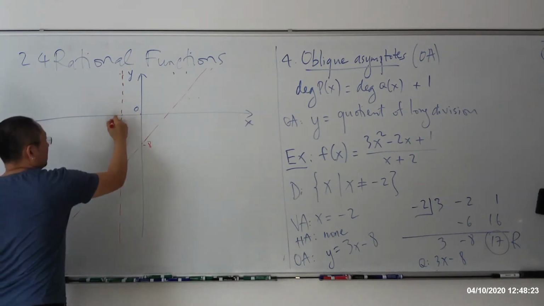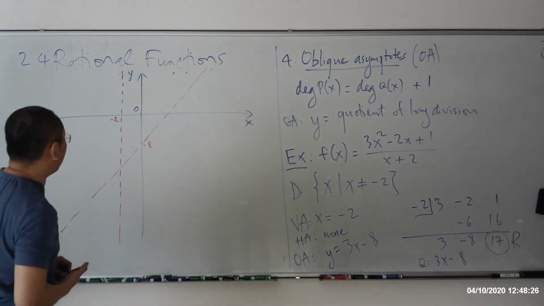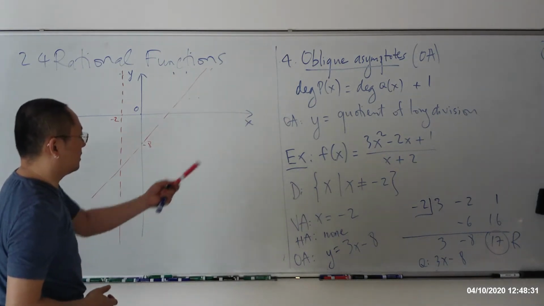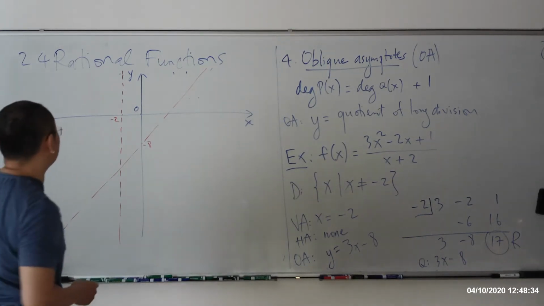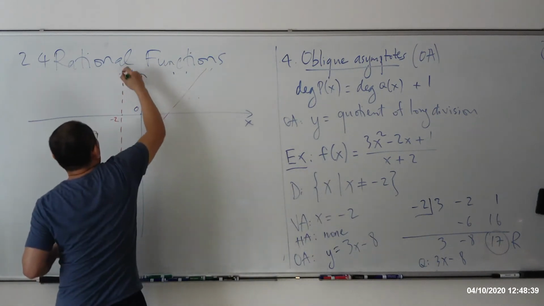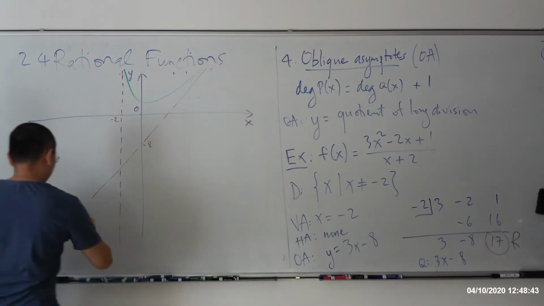This is -2, okay? And then we have two pieces of the graph. Let me see, this is the graph right here when x equal to 0, this is 1/2, oh, I see it. The graph will be like this. The other one is right here.